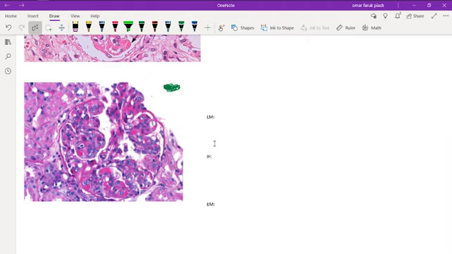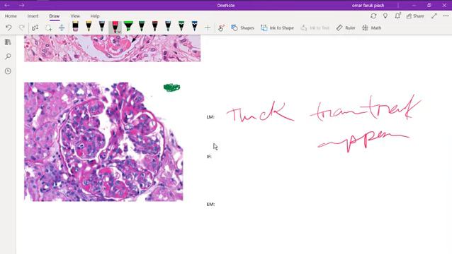On light microscopy there is a thick glomerular basement membrane and a tram track appearance. The thick glomerular basement membrane and tram track appearance are present in MPGN, and the immunofluorescence is granular.